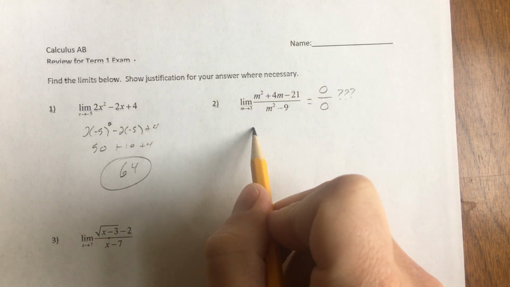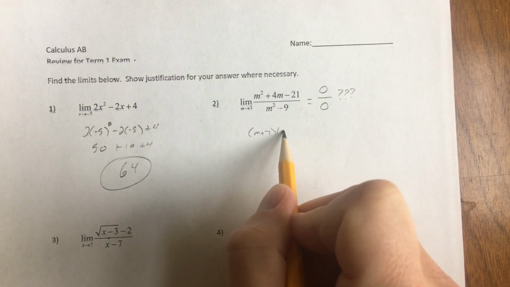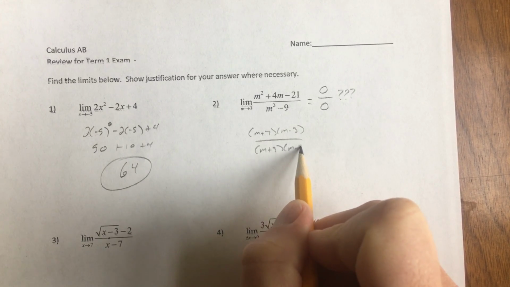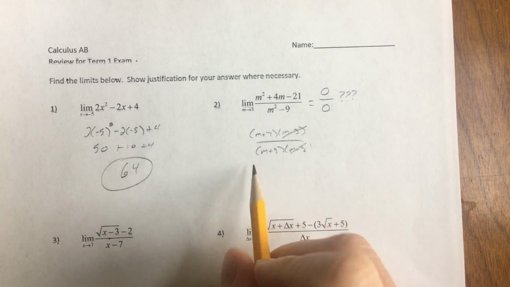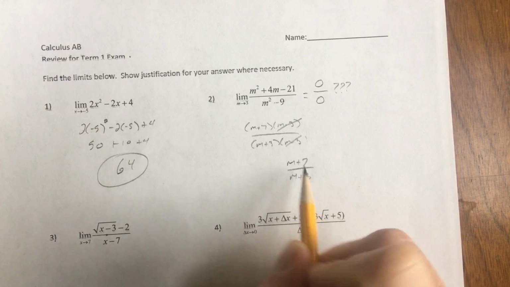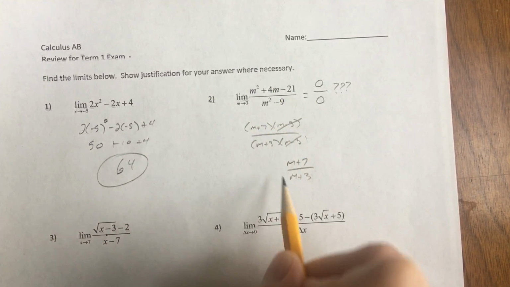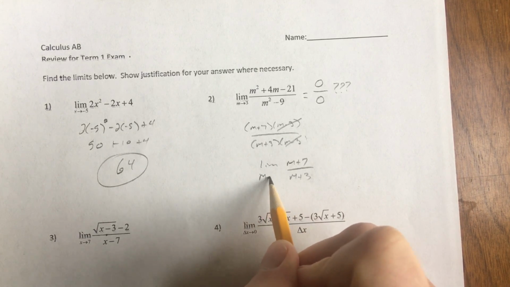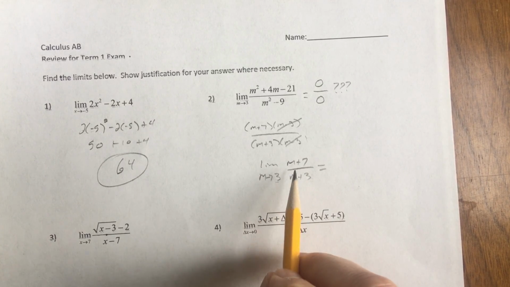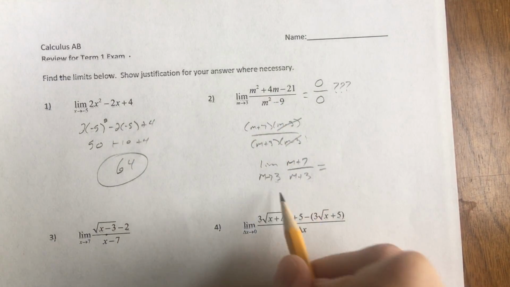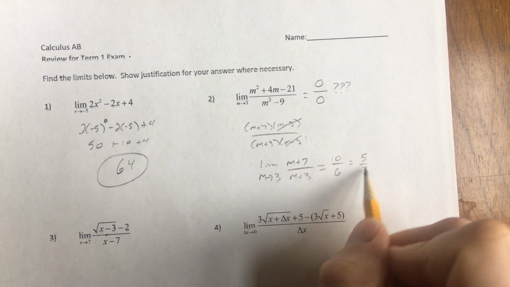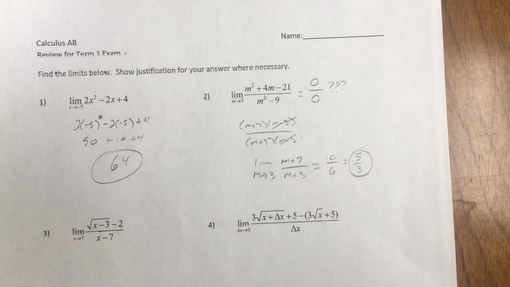We try to factor that into m plus 7, m minus 3 over m plus 3, m minus 3. Let the m minus 3's cancel. And so now I've got m plus 7 over m plus 3. And while that's not the same as this, it looks the same as this. So when we talk about a limit, we can put 3 into here, and whatever this equals, that's what the limit will be. So if I put 3 in, I get 10 over 6, which is 5/3. Okay? So that's one idea.